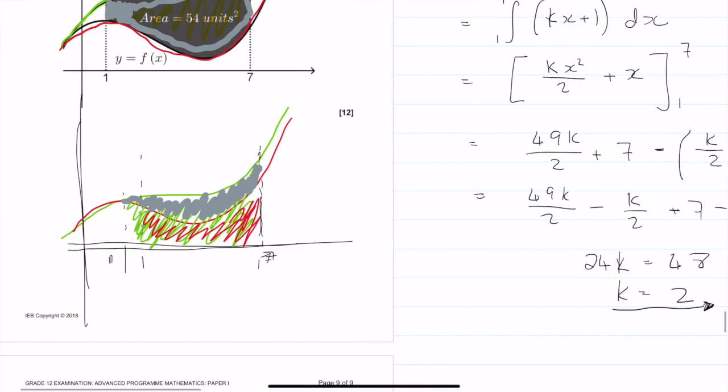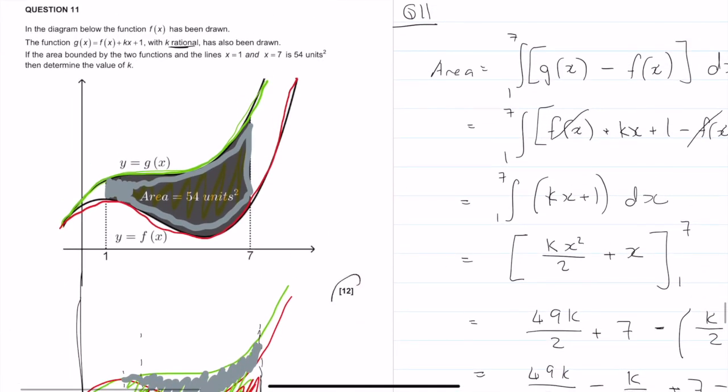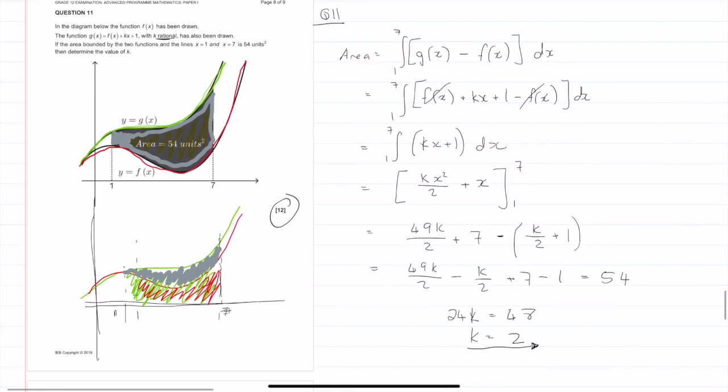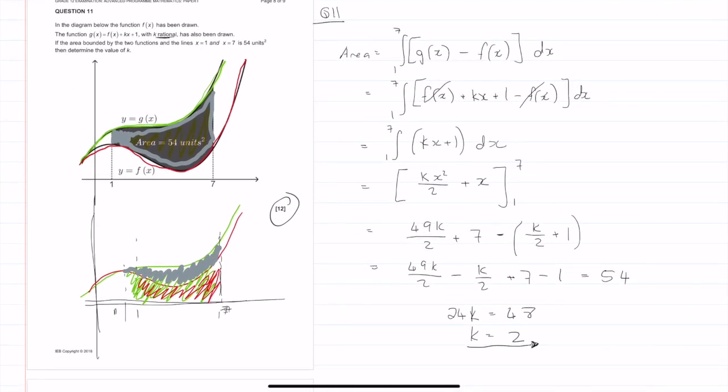A nice easy question, nothing too difficult. The main understanding was that we can take the integral of g of x minus the integral of f of x and make that equal to our total area. Once you had that, there was really nothing too difficult.